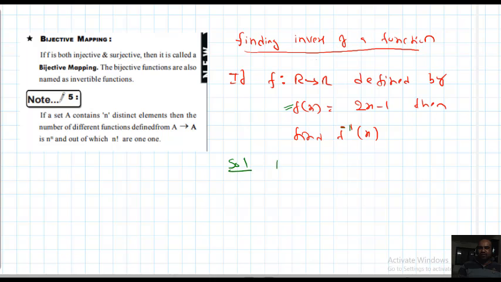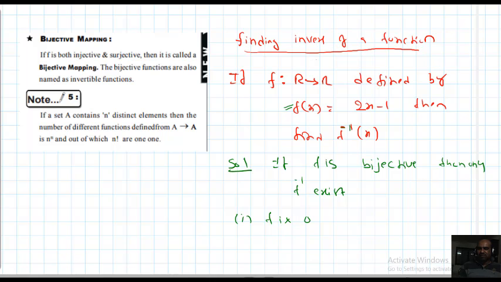If f inverse exists, it means f must be, I will write another way, if f is bijective, then only f inverse exists. Okay, that's why you need to check whether f is bijective or not. How to check? First of all, you need to check f is one-one or not. Okay, checking for one-one.